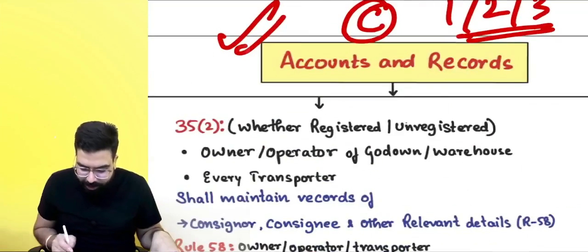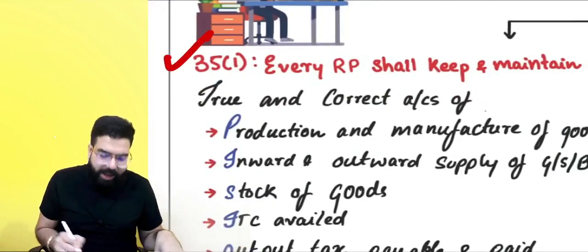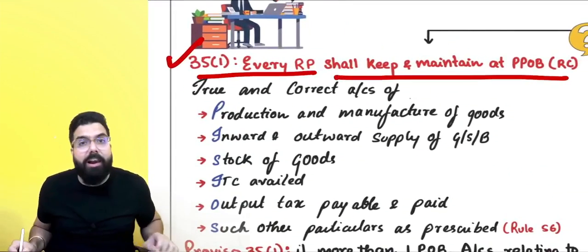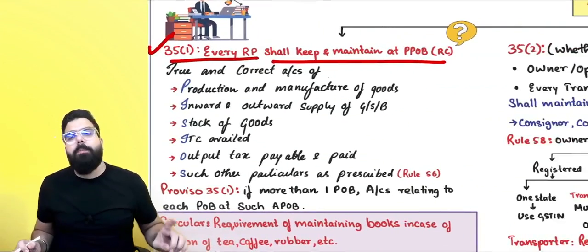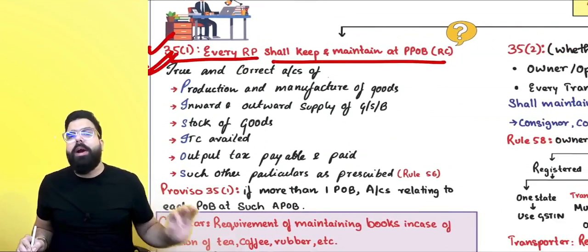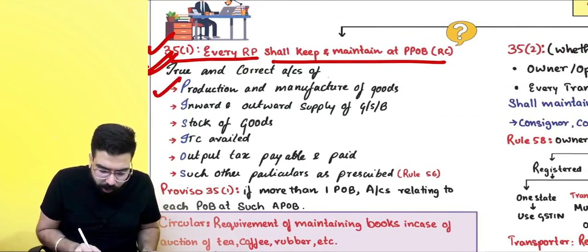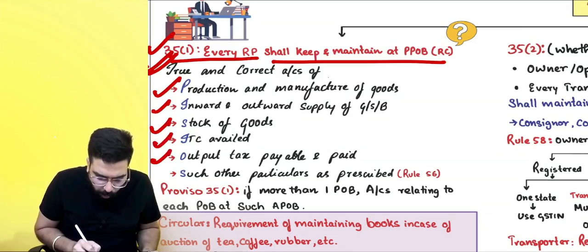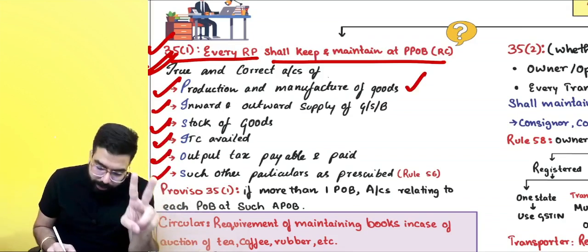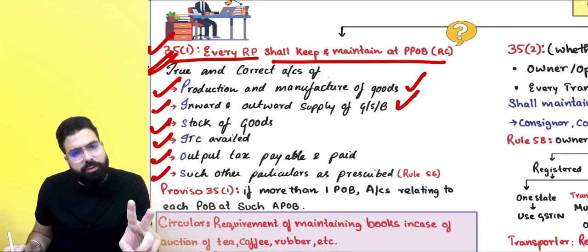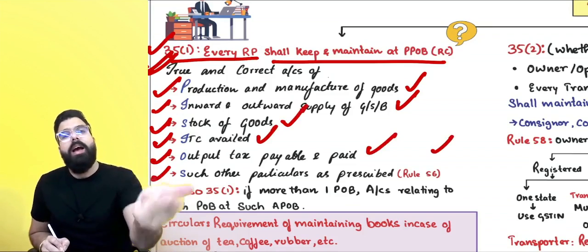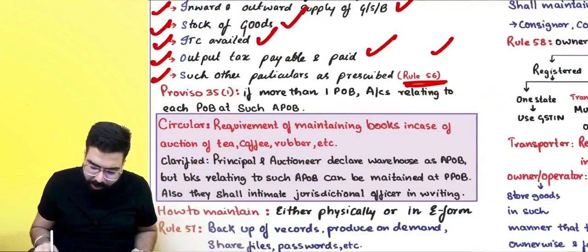Let's start accounts and records. Section number 35, subsection 1 says, every registered person shall keep and maintain at principal place of business, what, sir? He should keep and maintain true and correct accounts of PCOs. What is PCOs? Production and manufacturing of goods, then inward and outward supply of goods, services, or both, stock of goods, ITC availed, output tax paid and payable, and such other particulars which are told in rule number 56.